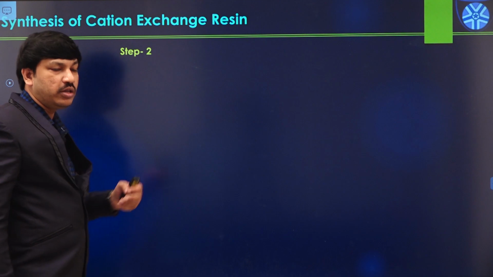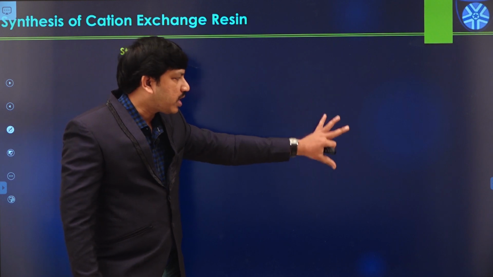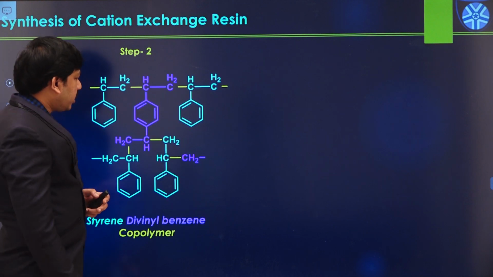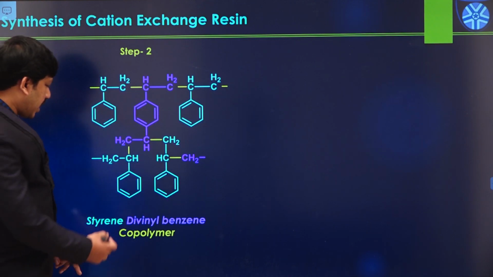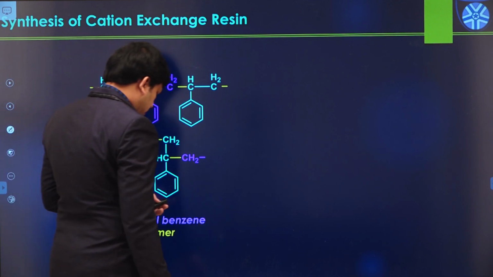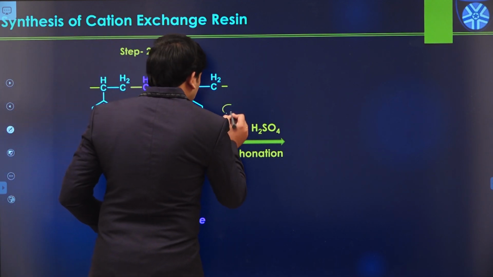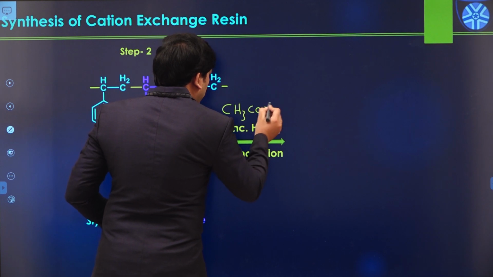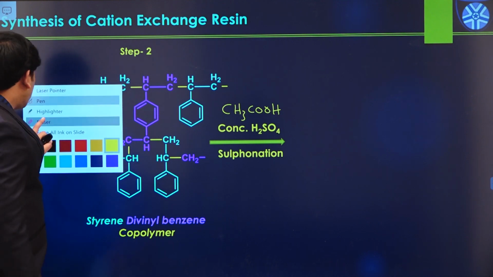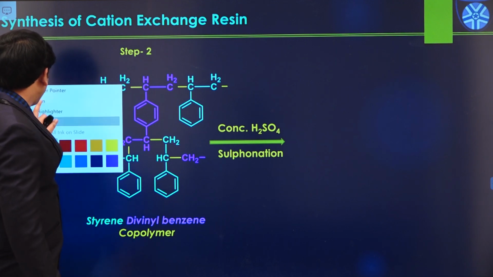So the steps: in the first step there is a formation of styrene divinyl benzene copolymer. Once the copolymer is available, we go to step 2. This polymer undergoes either a sulfonation process in this manner, or else we can also do a carboxylation process by using acetic acid. In either case we can generate the corresponding cation exchange resin.